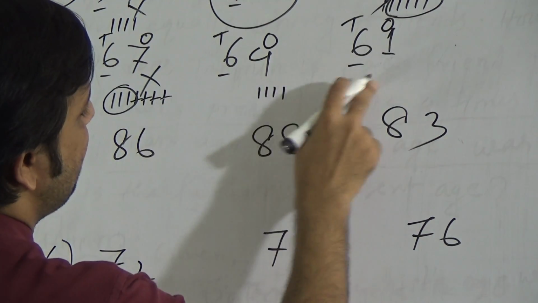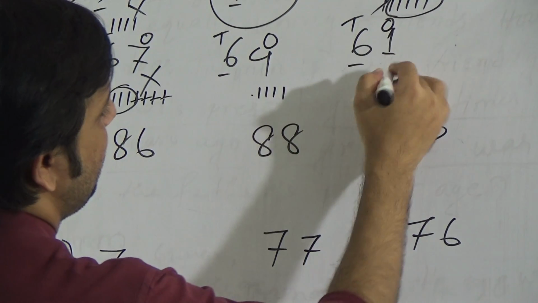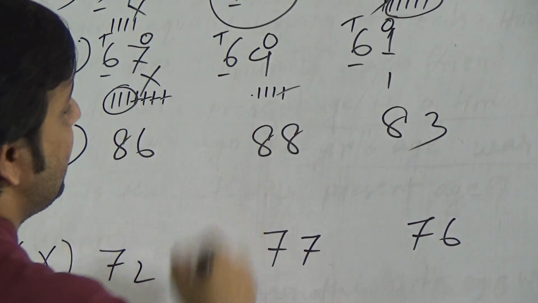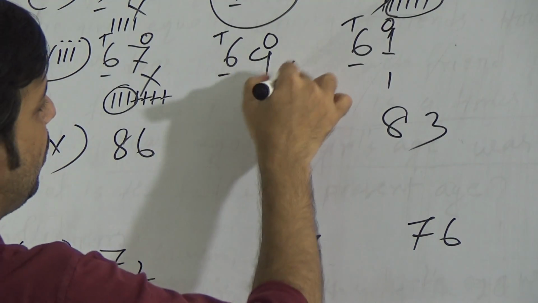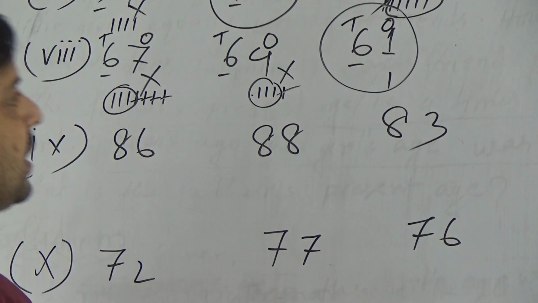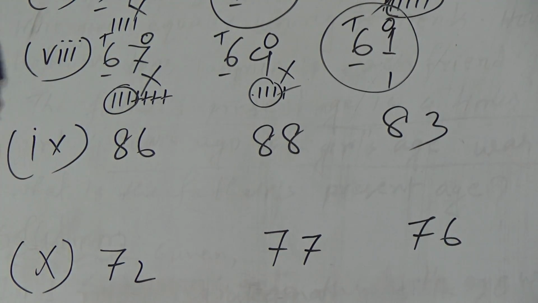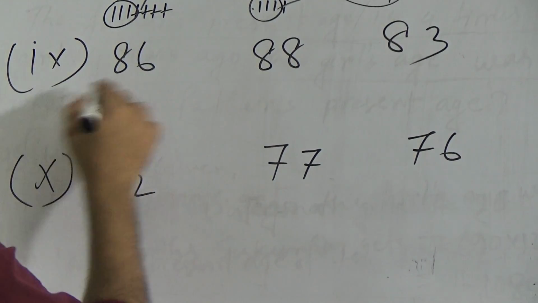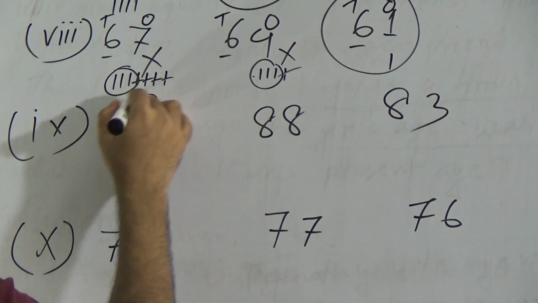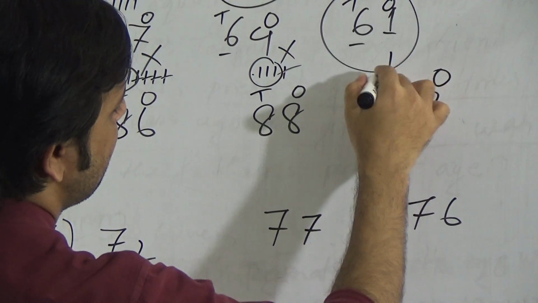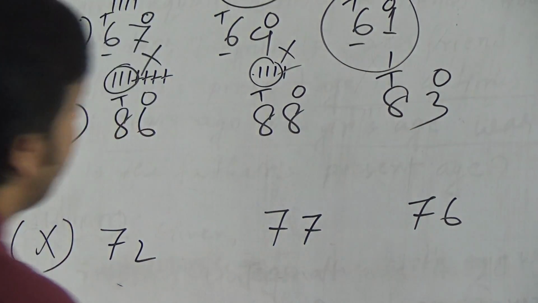So we have to compare these two now. 4 sticks, 1 stick. If we take 1, 3 sticks more. So this is not smallest. So we have to take 61 is smallest. 61 is smallest. Now next question. Question 9. Ones place, tens place. Ones place, tens place. Ones place, tens place.